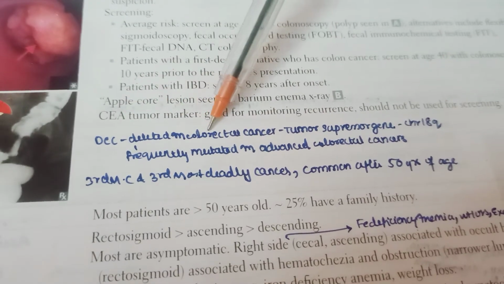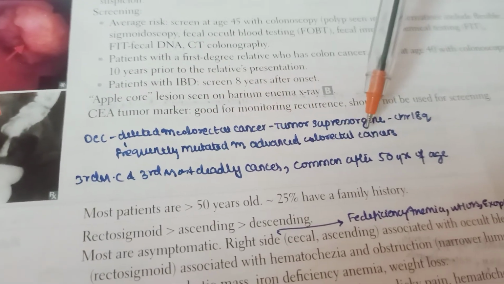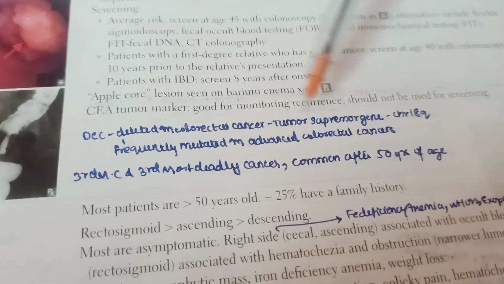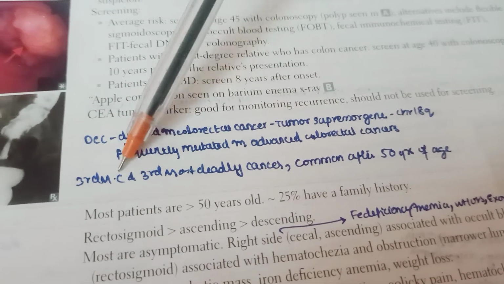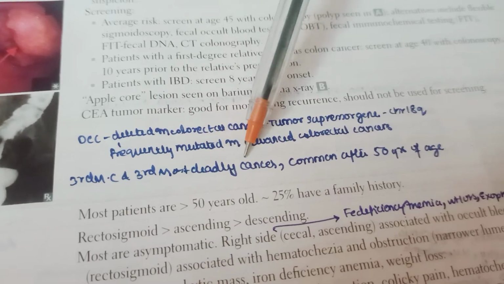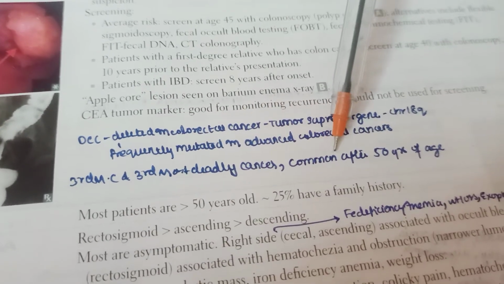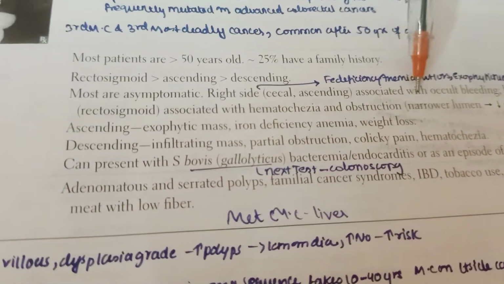DCC is detected in colorectal cancer. It is a tumor suppressor gene on chromosome 18q, frequently mutated in advanced colorectal cancer. Colorectal cancer is the third most common and third most deadly cancer, and is common after 50 years of age.